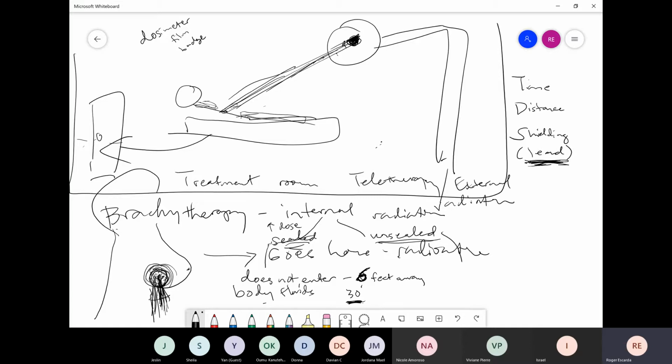For unsealed, these are usually either ingested in a capsule or liquid, or injected. So PO or IV. Or it could also be intravesical, meaning inside the bladder. It could be intraventricular, meaning inside the ventricles of your brain, or inside your bone. Regardless, it's unsealed, so therefore it enters body fluids now.